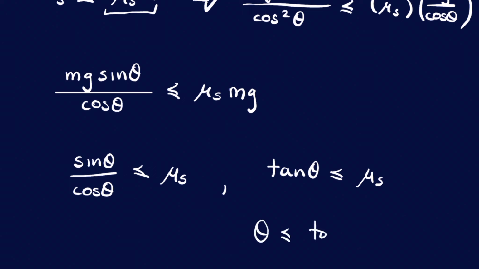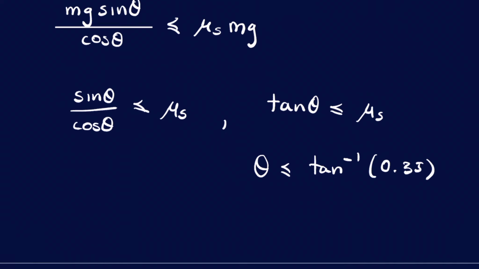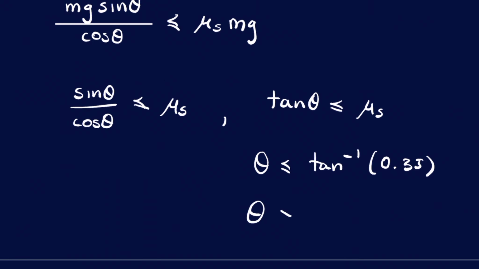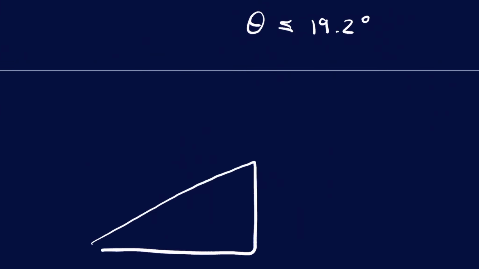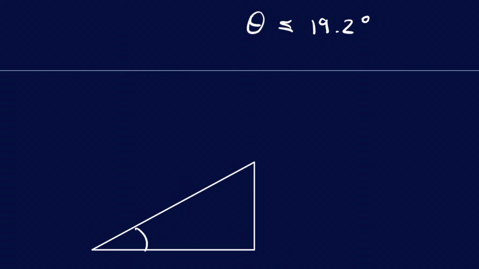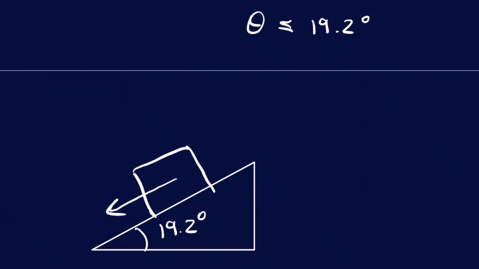0.35. So if we put this in on our calculator, then theta must be less than 19.2 degrees. So what this means is if our ramp is 19.2 degrees, then the box on top of it will not slide down. But if the ramp is greater than 19.2 degrees, like this, for example, then the box will slide down.